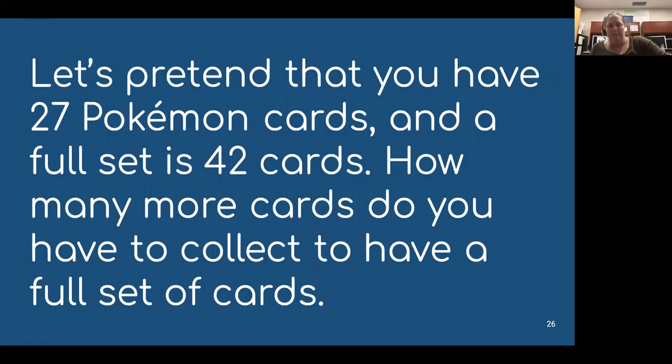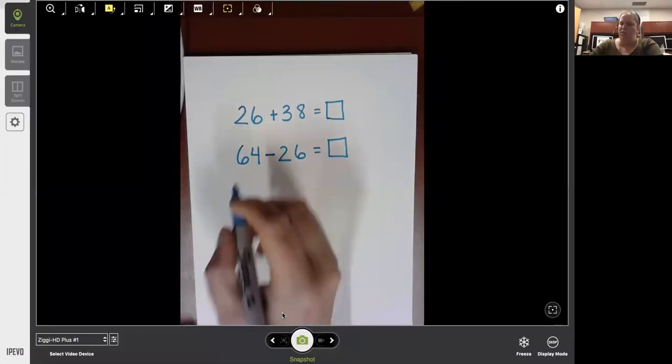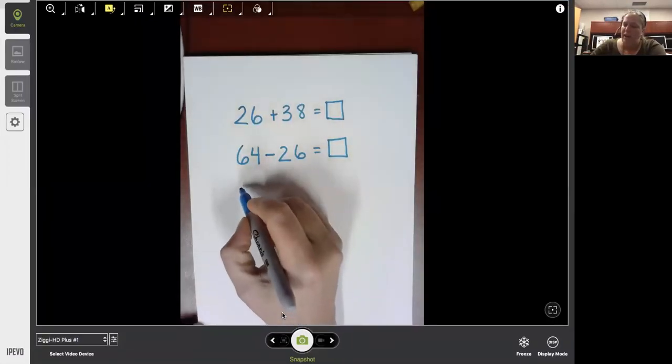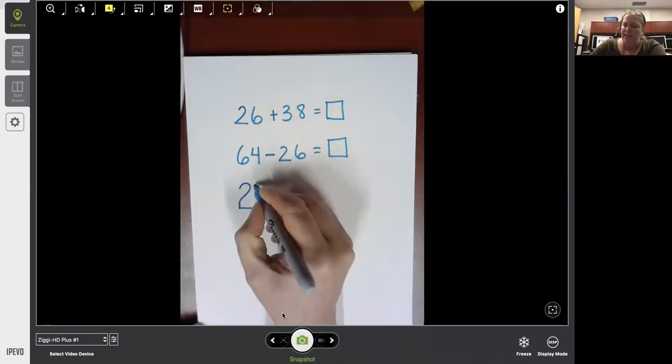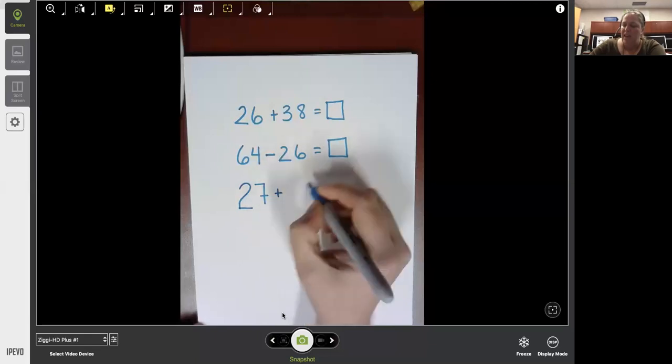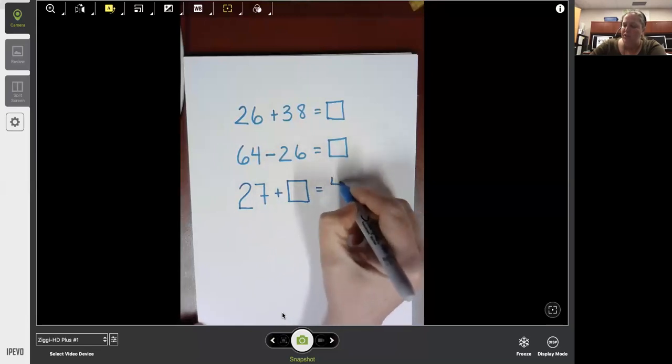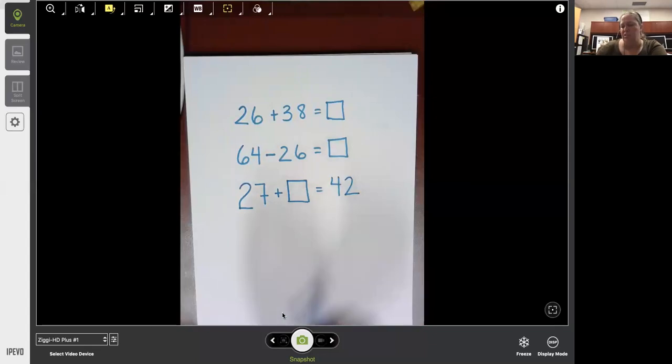So with this problem, if I was going to write it using math symbols, the way that it's presented, I would say that you have 27 Pokemon cards, and you want to collect a full set, but you don't know how many more you have to collect, but you know that a full set is 42 cards. So how many more do you have to collect to make a full set?